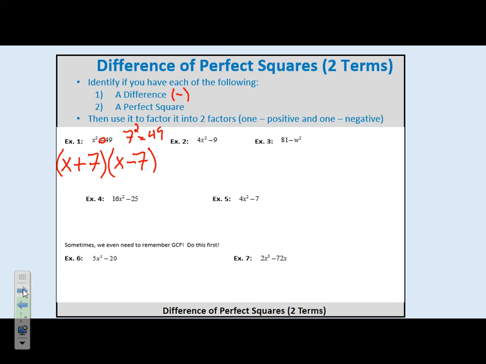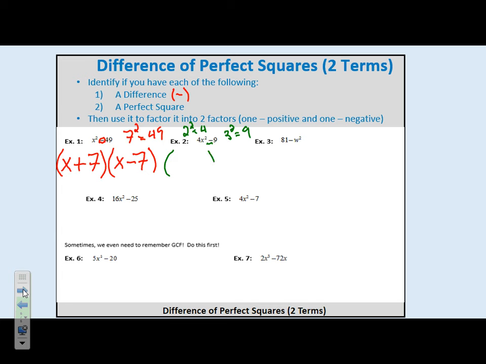Make sure we have subtraction. Now I have a number in front of my x squared and I have a number at the end. Both of them have to be perfect squares. In this case they are, because 2 squared equals 4 and 3 squared equals 9. So they're both perfect squares, so this is still going to work for us.